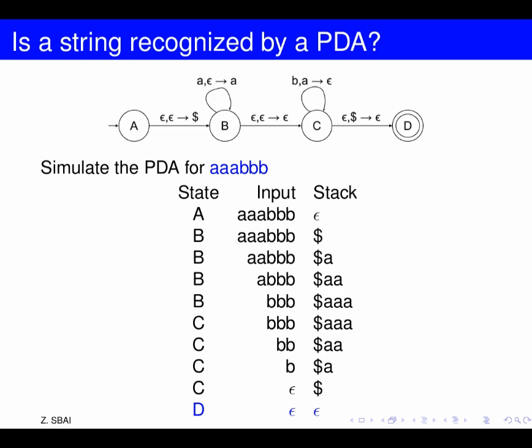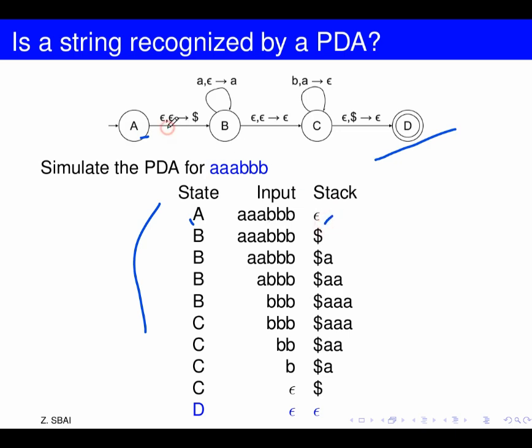Now to check if a string is recognized by a pushdown automaton, there is a rigorous way which consists of tracing what will be the state, the input, and the stack after each transition. So initially we'll be at the state A. The input will be, for example, here triple A, triple B, and the stack is empty.